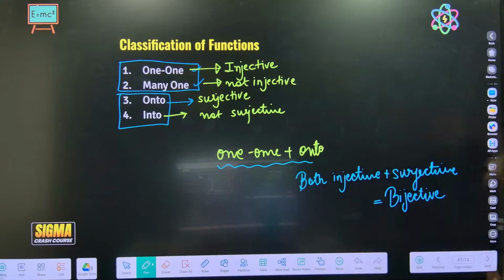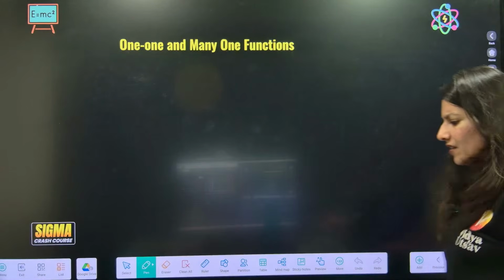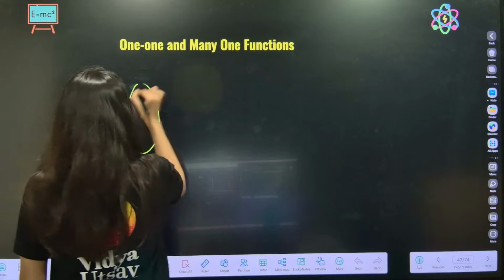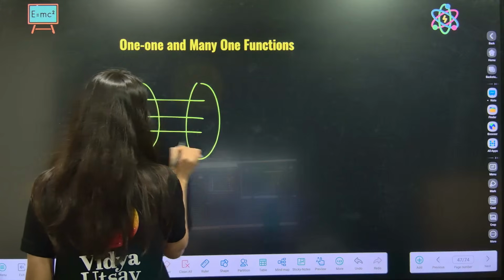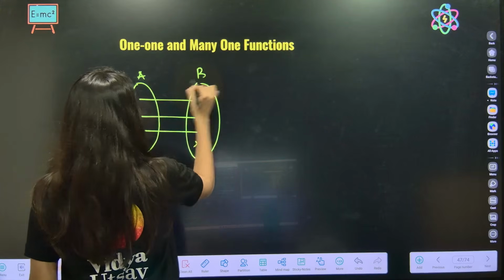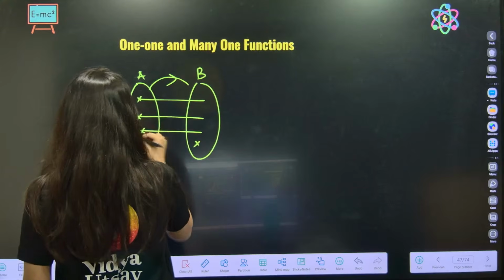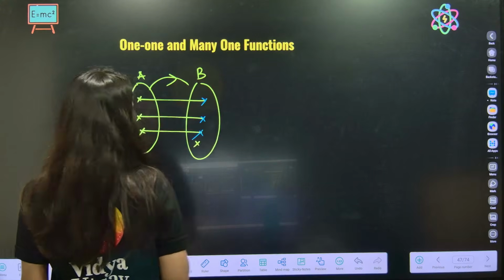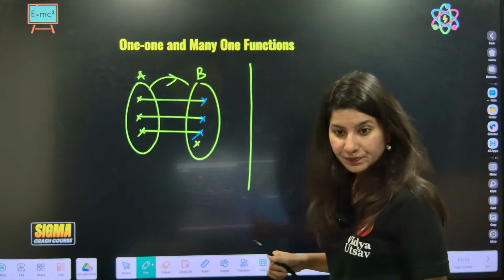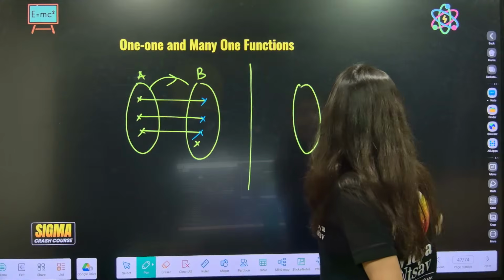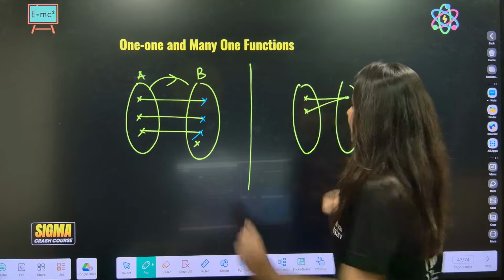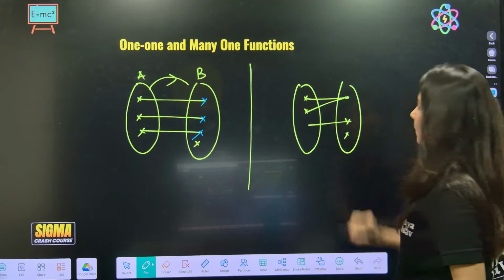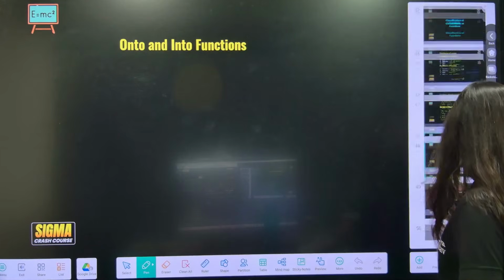Now let's talk about one-one and many-one functions. I'll tell you by the mapping diagram. This is A, this is B. This is the one-one category, 1 to 1. If I talk about many-one, this is the many-one category, many to 1. Can you see many to 1? Okay, this is one-one and many-one.